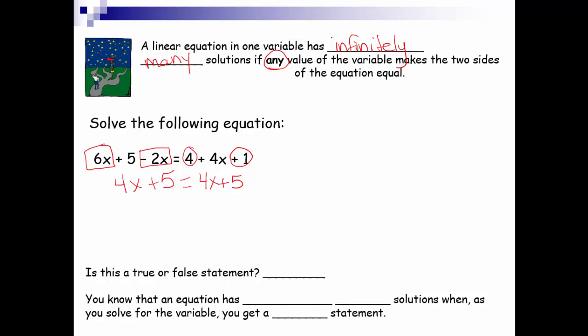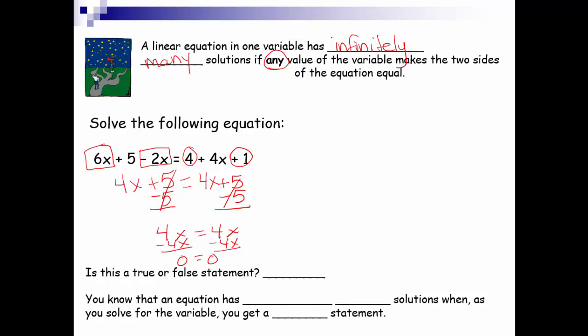Well, if you want to go ahead and solve it, we can try to do that. If I subtract 5 from both sides, watch what happens. Those cancel out. I'm left with 4x equals 4x. Still, they remain equal to each other. Then, if I try to bring these x's over to the other side and I subtract 4x from both sides, I get 0 equals 0. So still, those numbers now equal each other.